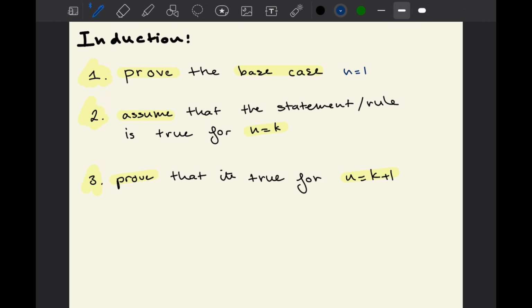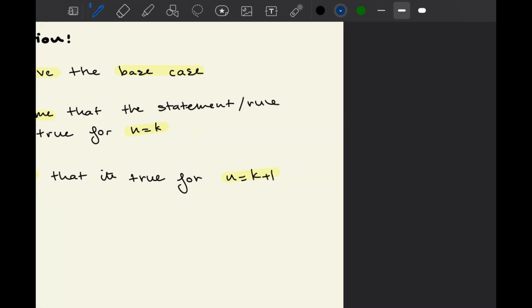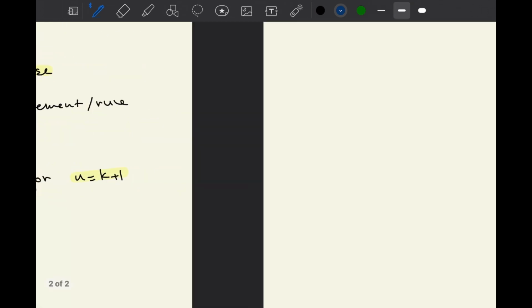So this is basically the procedure. Now let's look at why this makes sense. If you prove the base case, you know that one case works. And you have an assumption that a case k works. So once you prove that k plus 1 works, you can continue going. Let's see what I mean by that in just a second. But first, let's do an example.